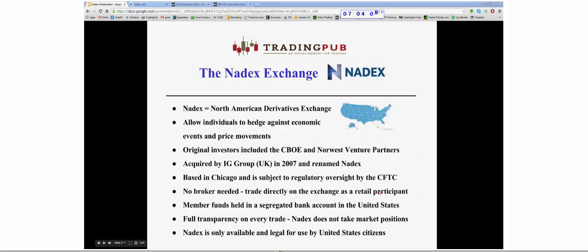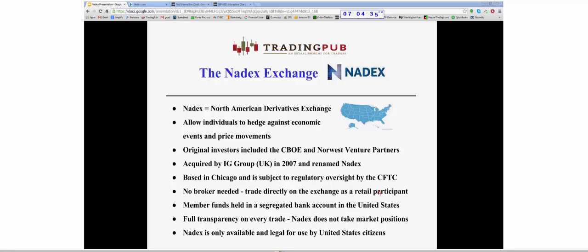So what is Nadex? Nadex is a North American derivatives exchange. They've been around for a few years, and they allow individuals to hedge against economic events and price movements. The original investors included the CBOE and Norwest Venture Partners, and it was acquired by the IG Group in 2007 and renamed Nadex. They are based in Chicago, and they are subject to regulatory oversight by the CFTC.